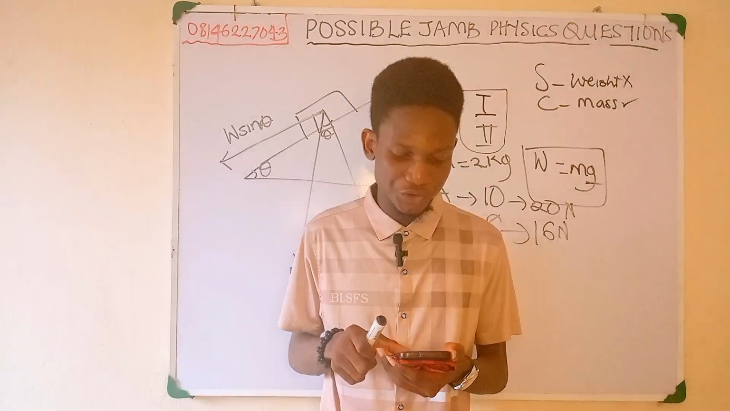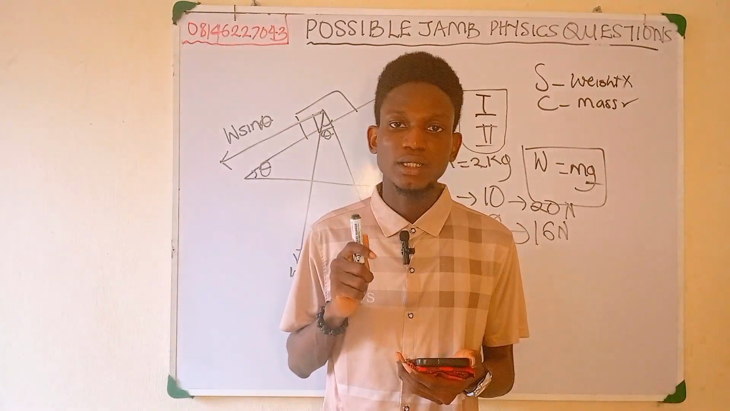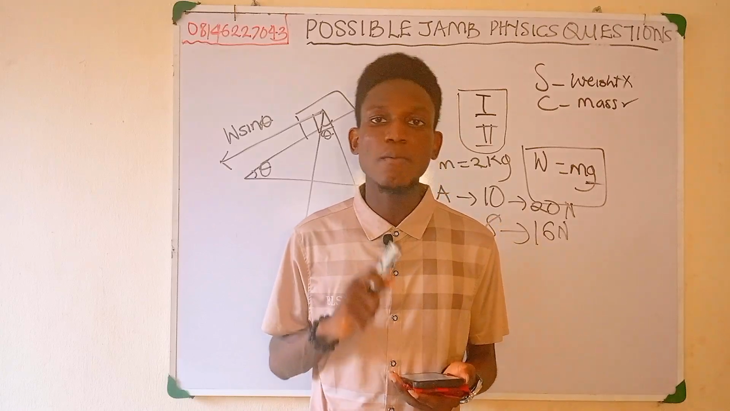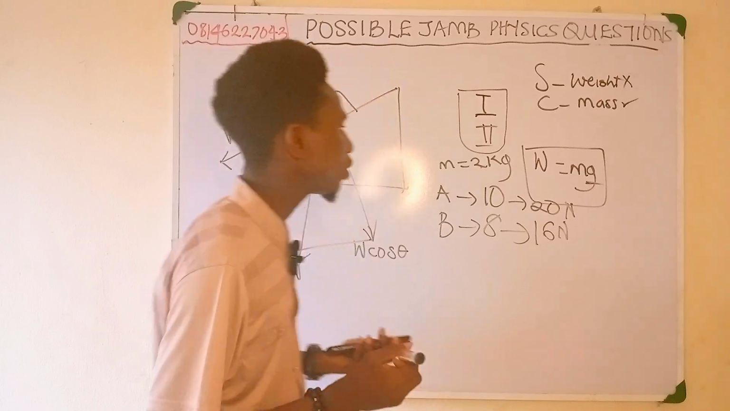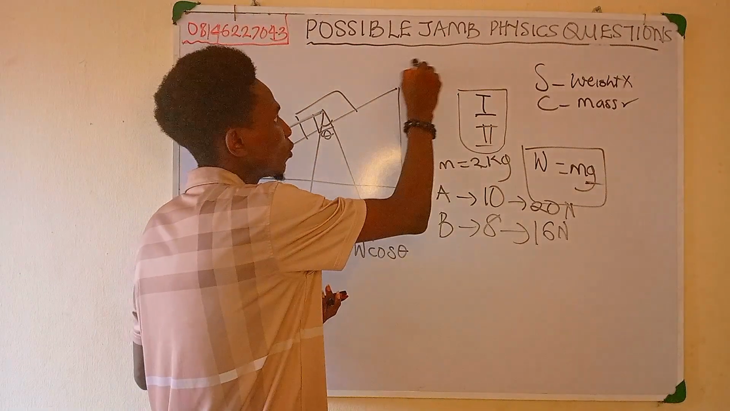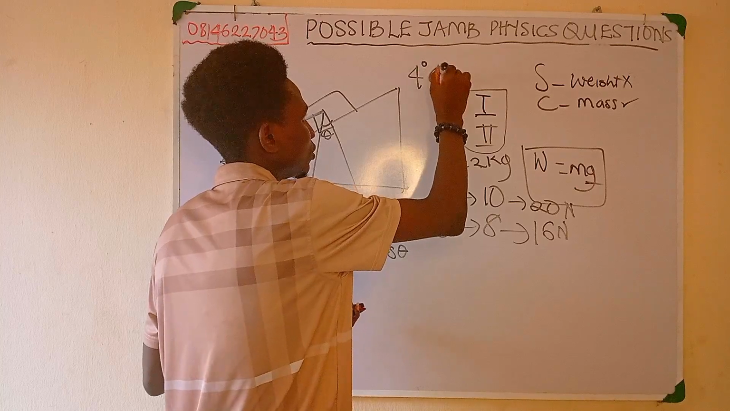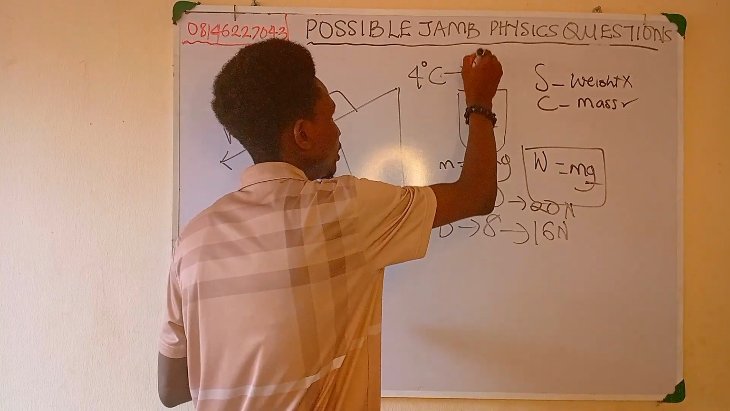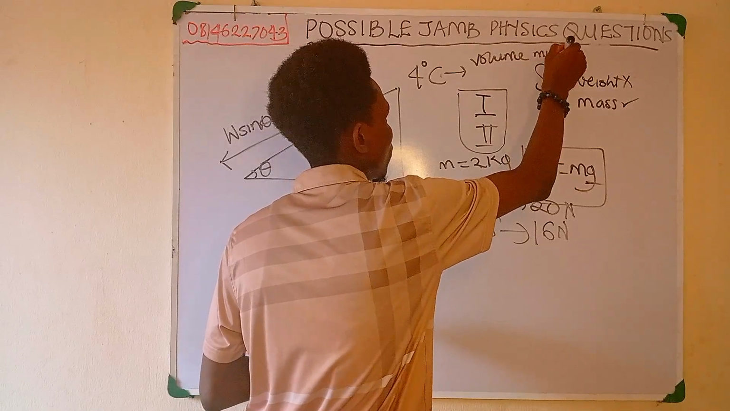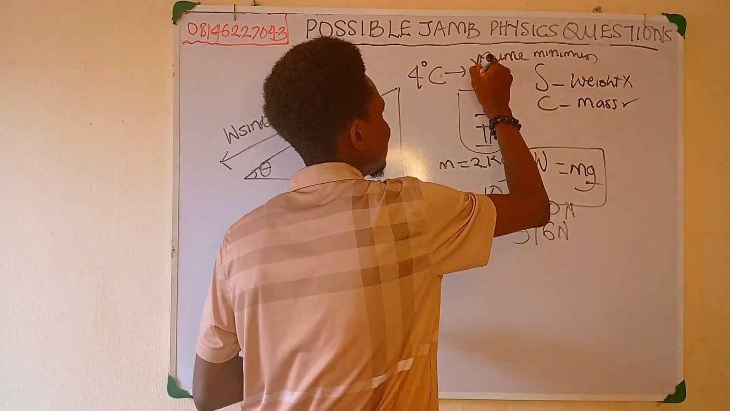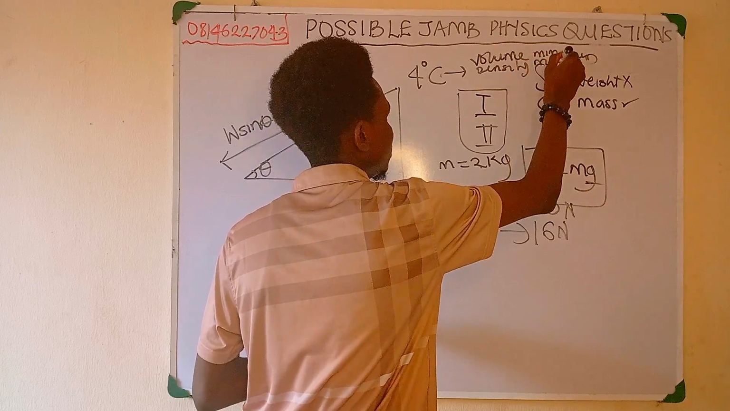It says at 4 degrees Celsius, the volume of a fixed mass of water is dash: A constant, minimum, 0, maximum. So at 4 degrees Celsius, there's what we call anomalous expansion. At 4 degrees Celsius, volume is minimum, while density is maximum. Please take note.